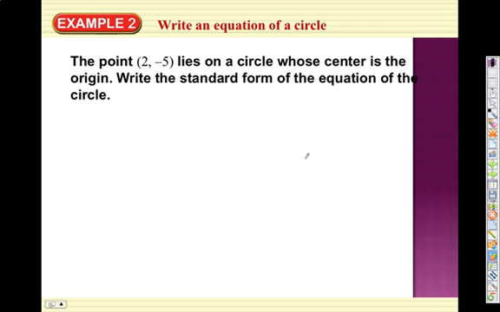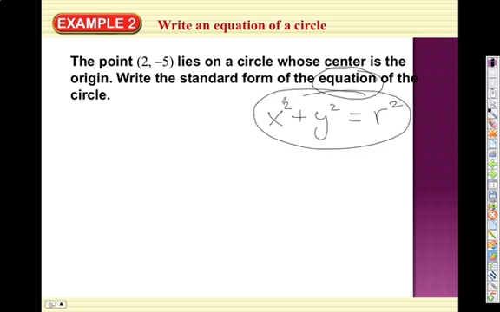Alright, so what they do is they tell us a point that lies on the circle, whose center is the origin. So what they want is, what is the standard form of the equation? So they want the equation. So you should be thinking x squared plus y squared, because the center is 0, 0, equals r squared. So basically all you have to do is find out the radius. That's all. And that all comes from this. So I drew a picture of this. So let's try to find this.